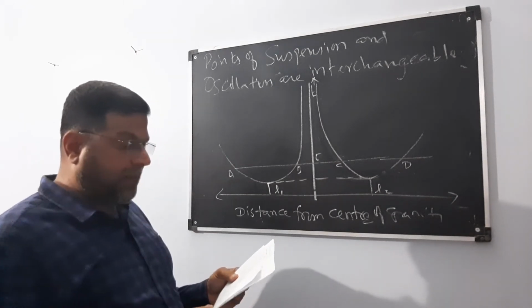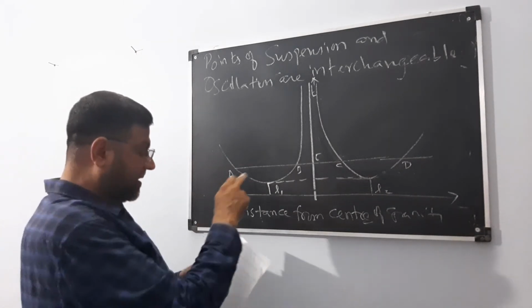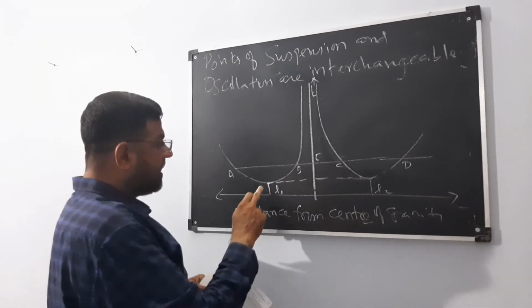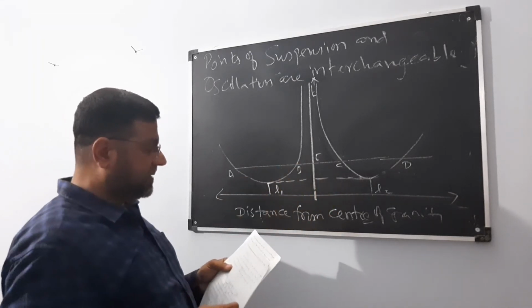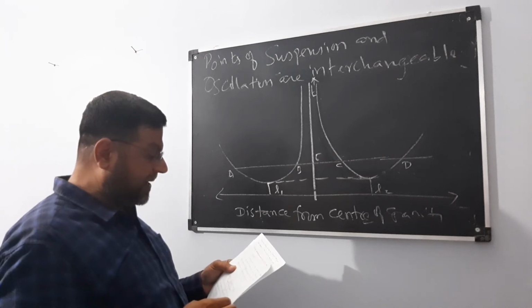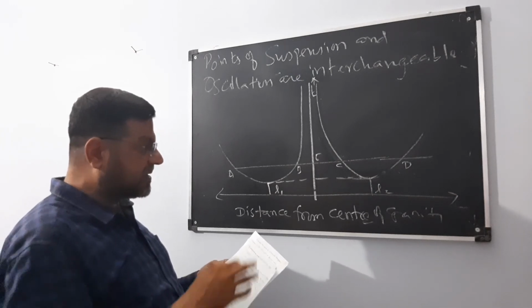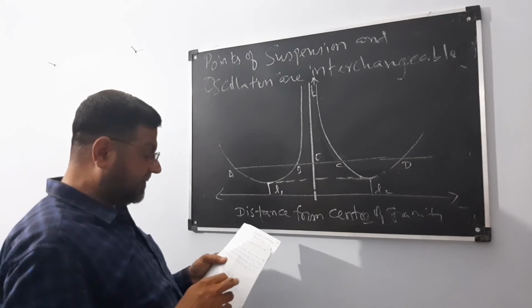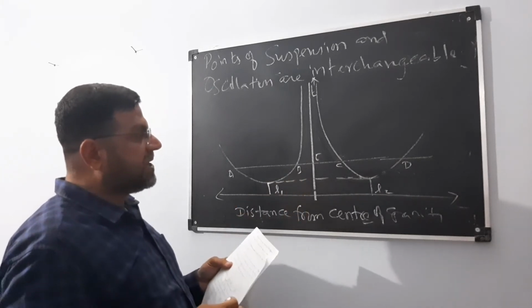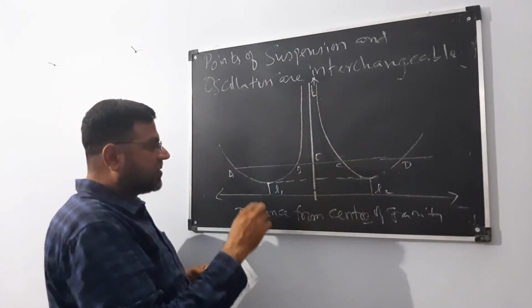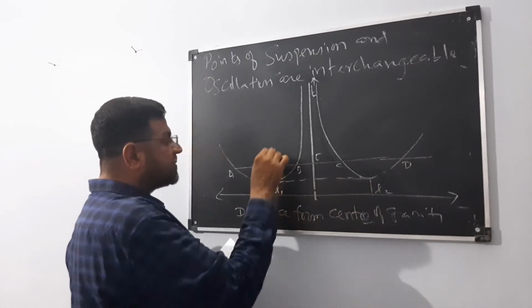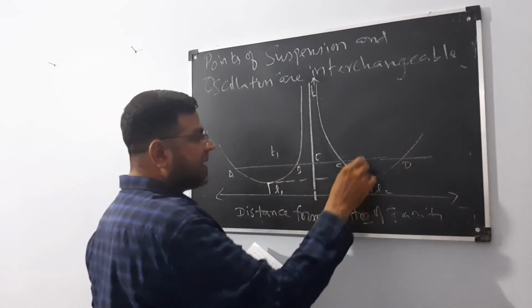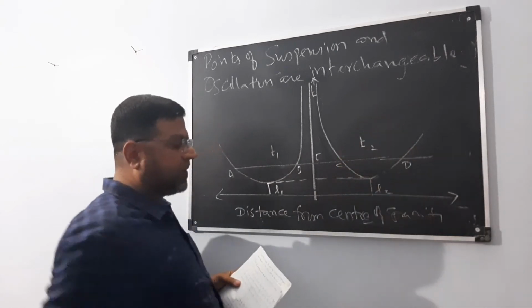In a bar pendulum, let the distance of A from the center of gravity be L1 and the distance of C be L2. The time period when A is the point of suspension is T1 and when C is the point of suspension is T2. So this is the graph we have done. We are calculating two lengths L1 and L2. The time period corresponding to L1 is T1. The time period corresponding to L2 is T2.